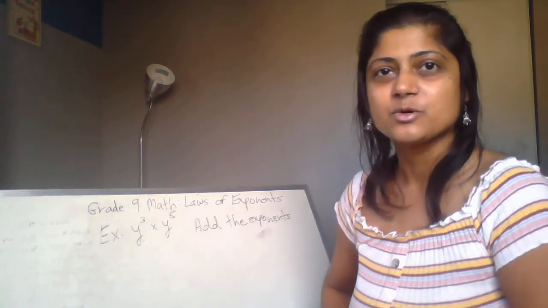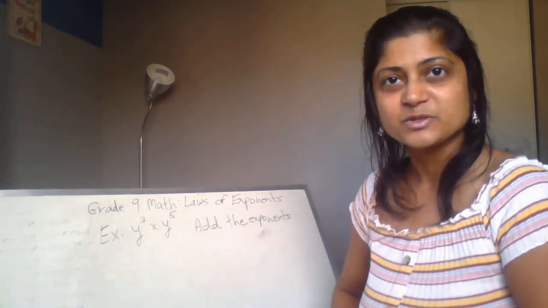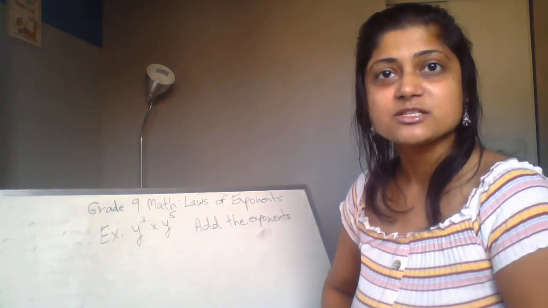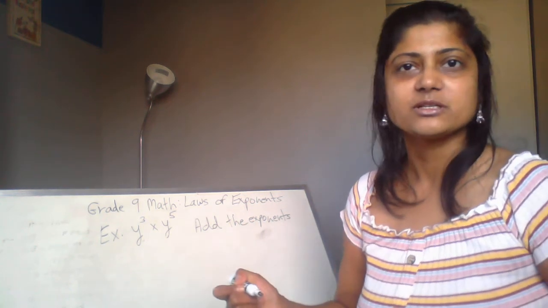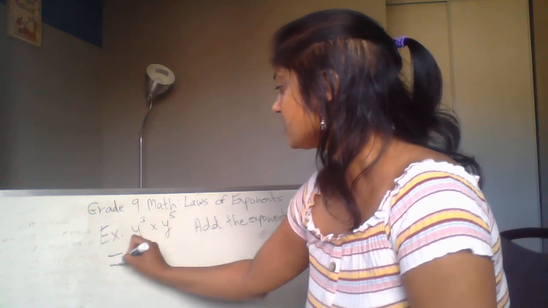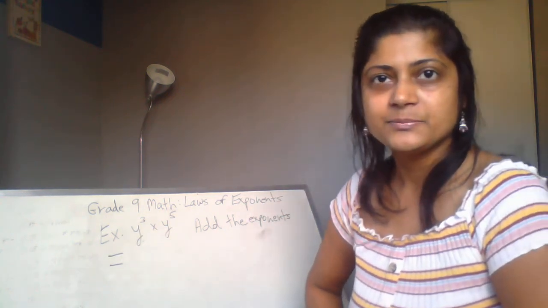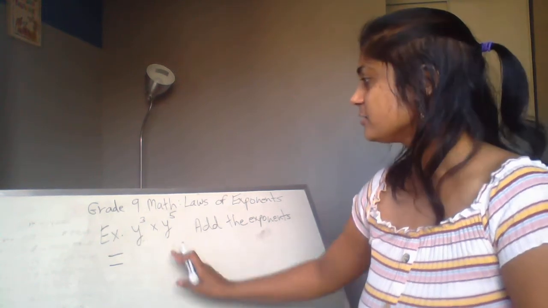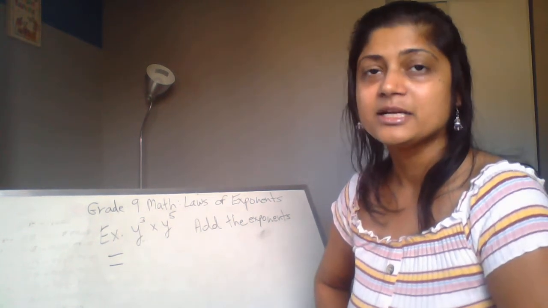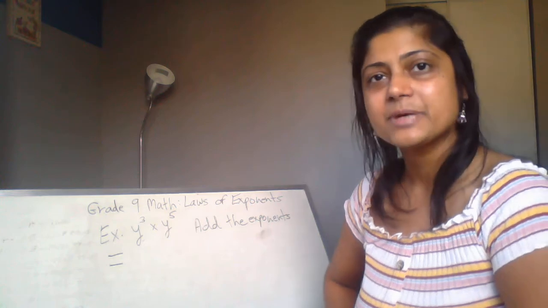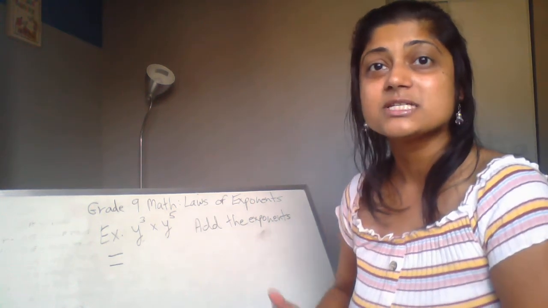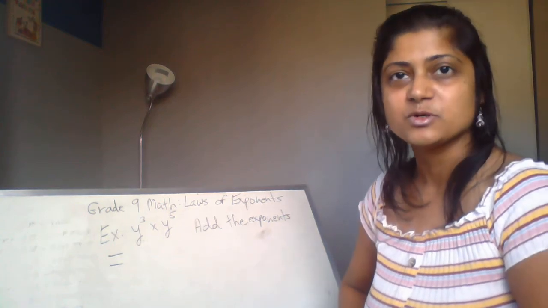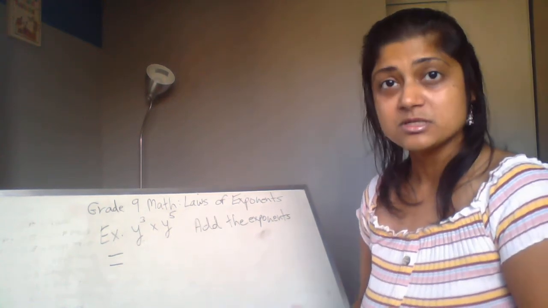So I have an example written down on the board here, and it's y to the power of 3 times y to the power of 5. When you're multiplying these variables, I can see that the base is the same. The variable here for the base is y. When you have the same base, you're going to add the exponents together. So on the side here, I've written down add the exponents. And this is when you're multiplying.